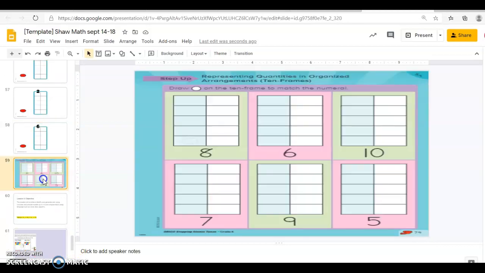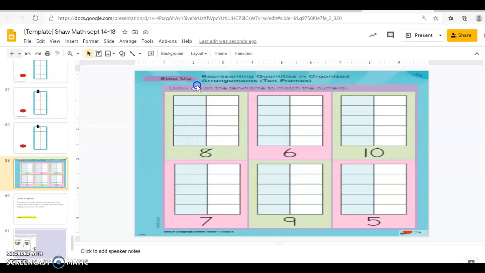Your activity is going to be representing quantities in organized arrangements. These are called 10-frames. Okay, so you're basically taking the same concept of what you built the numbers over here, and you're doing it on here. So on a piece of paper, because we do not have our math books, you can draw a 10-frame, and they're showing you the 5-frame part in blue. It's a little bit easier to see that way. So this would be the 5 part, and this total would be the 10-frame.